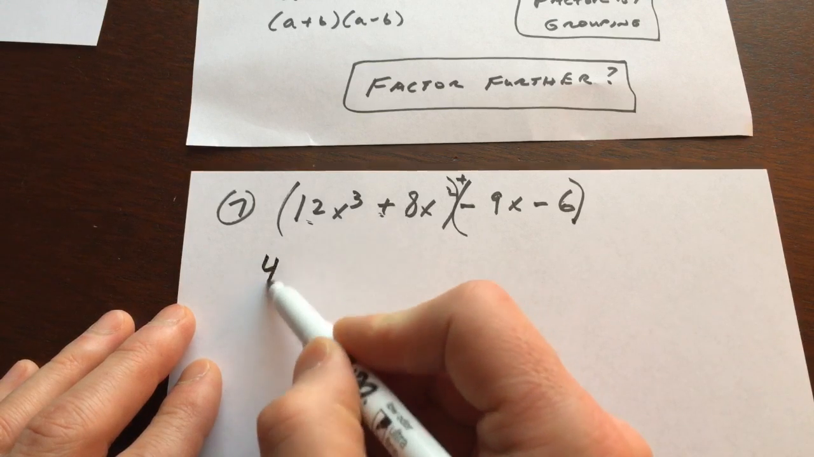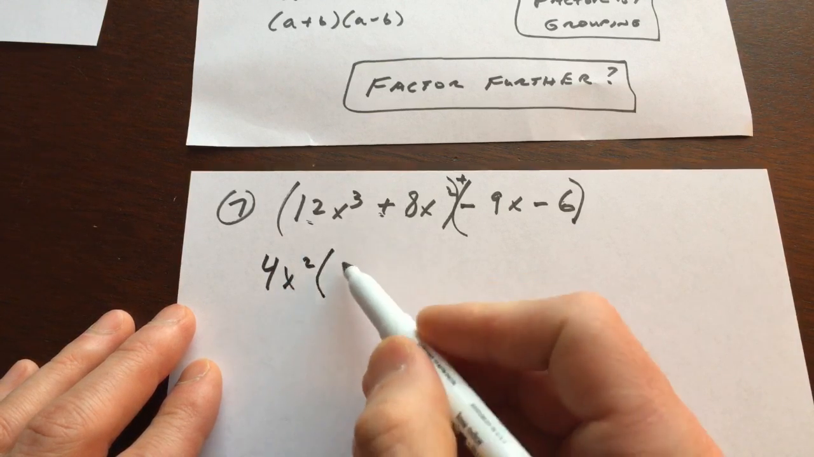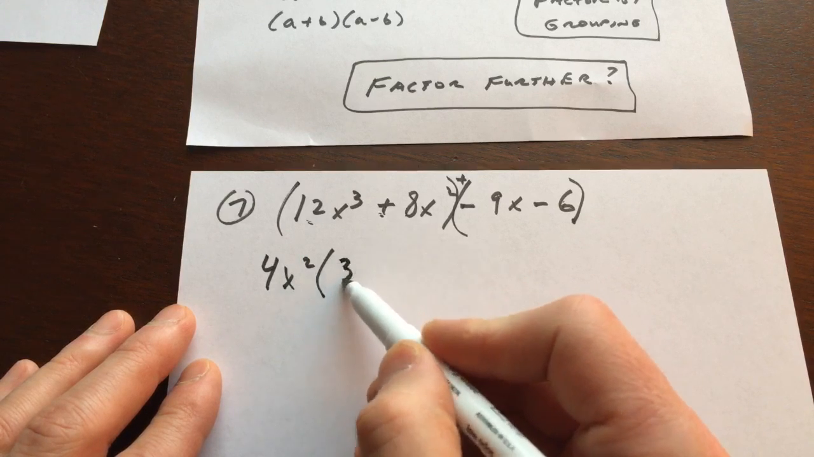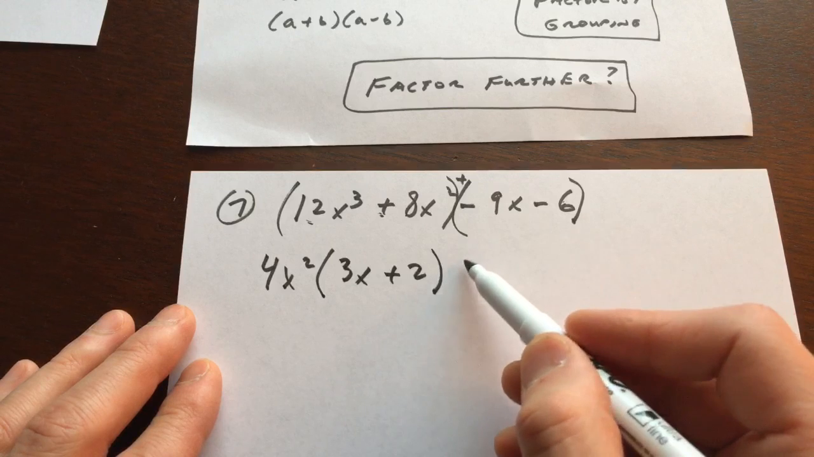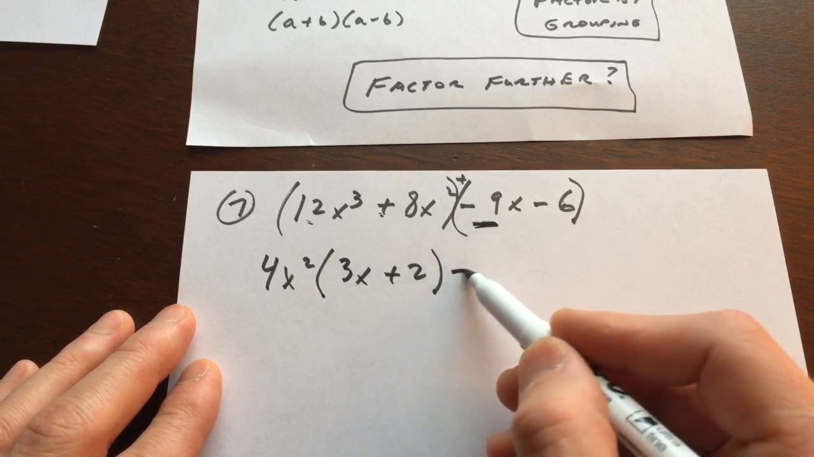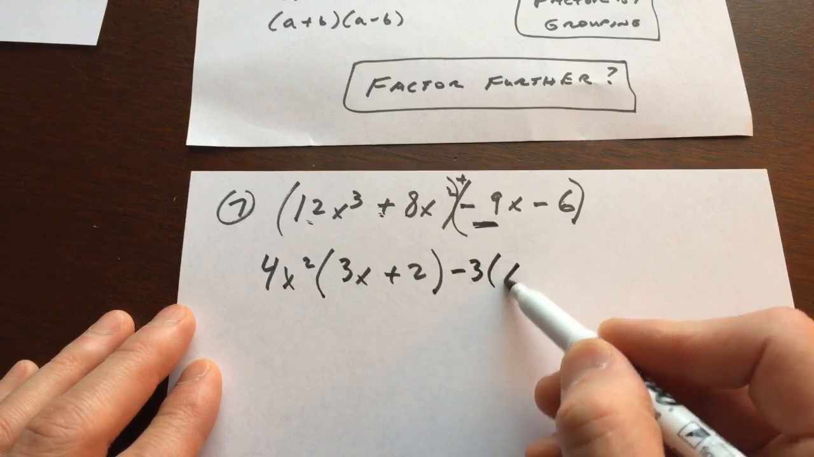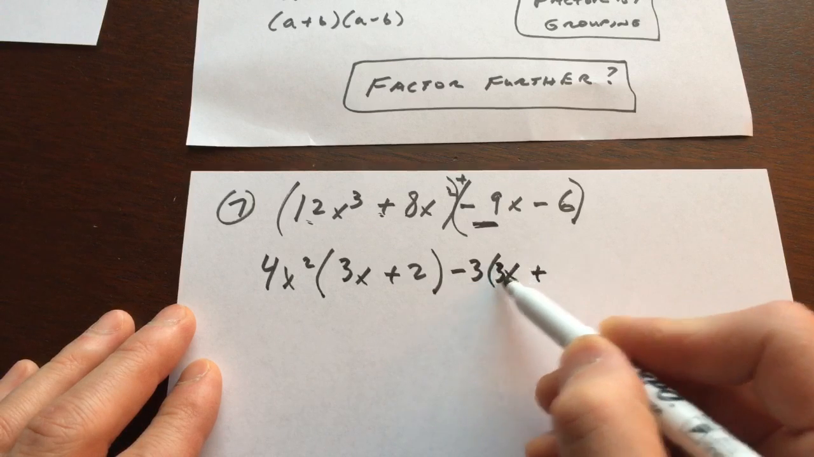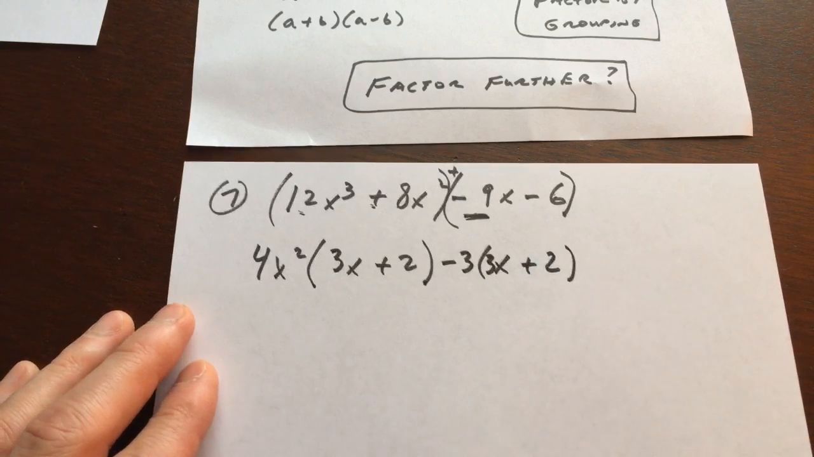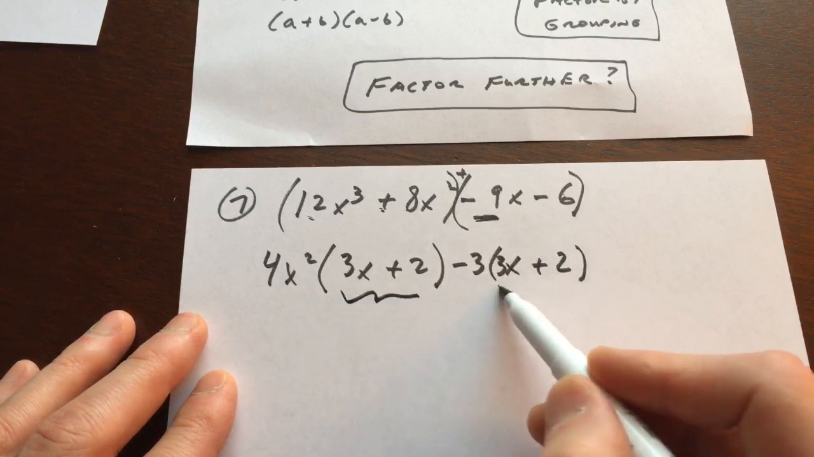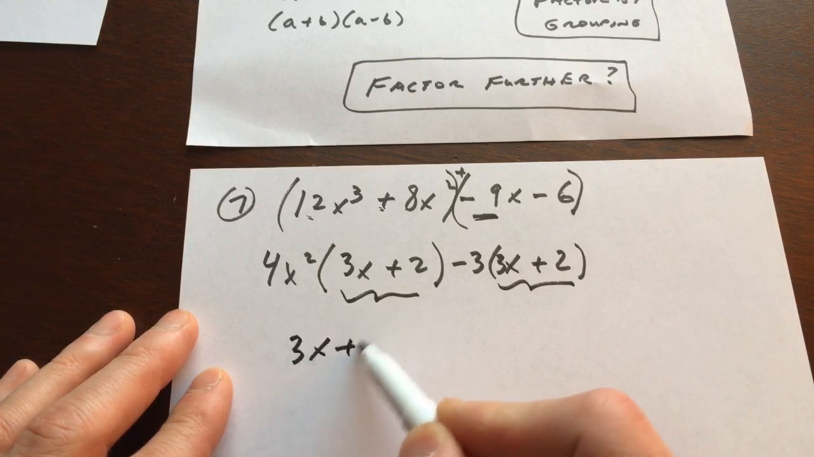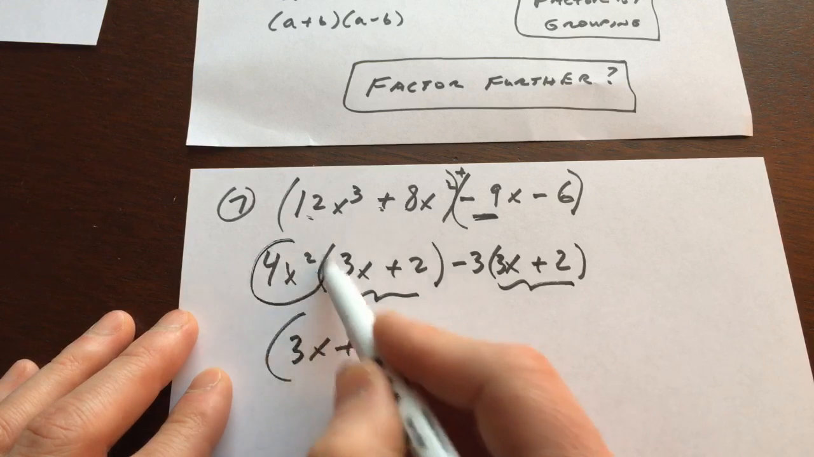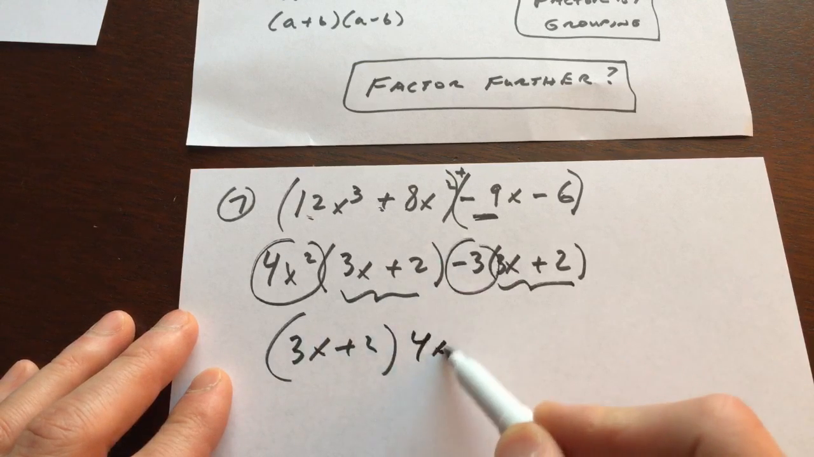In this case, it looks like we can factor out a 4x squared, which is going to leave us with 3x plus 2. And then here we can factor out a negative 3. Again, remember we want to factor out that negative if you can. Which is going to leave us with 3x plus 2. And you're on the right track because you've got a 3x plus 2 in common. If we factor that out, we're going to be left with 4x squared minus 3.